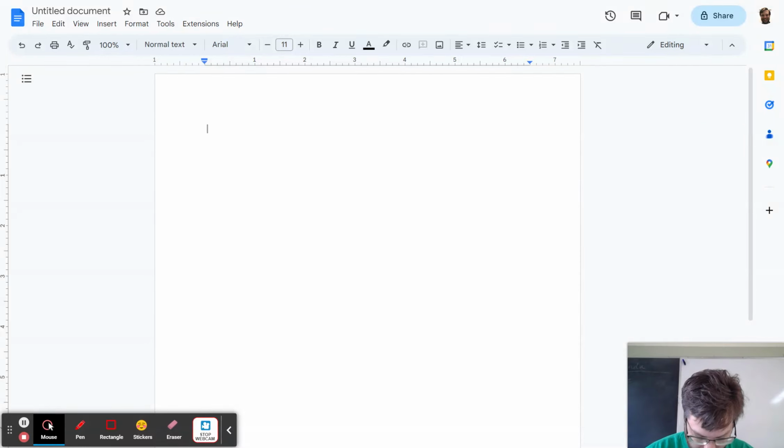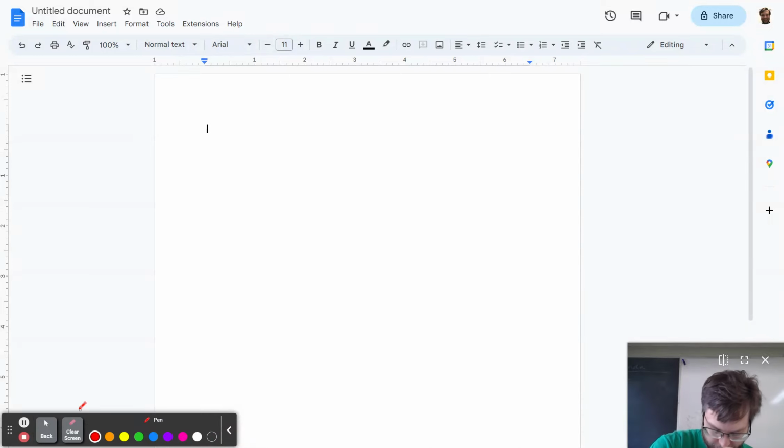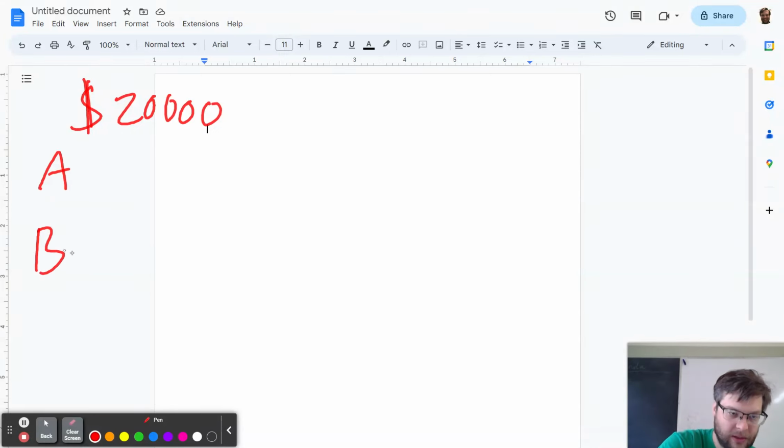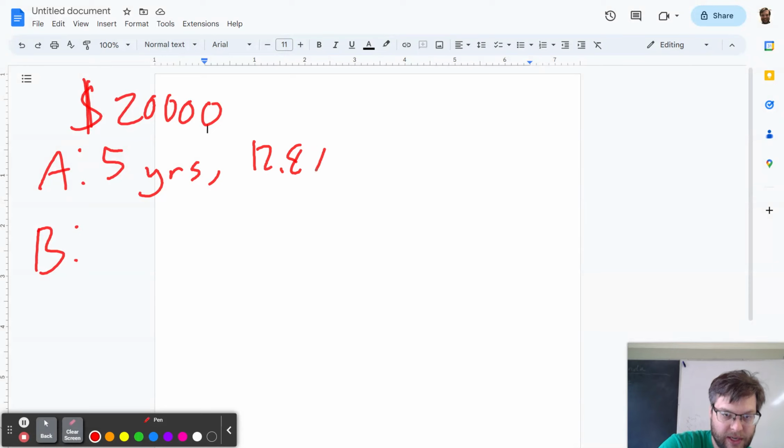All right, so we've got a little financial situation that we're comparing here. So we have someone taking out a loan of 20,000, and in this particular problem, they're called Peruvian soles, but we can just call them dollars. Doesn't make a difference. And he has two options for how he's going to repay it, and we're going to compare those two options. So option A is 5 years, interest rate of 12.8%, and it's compounded quarterly.